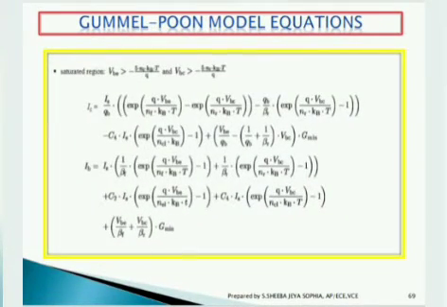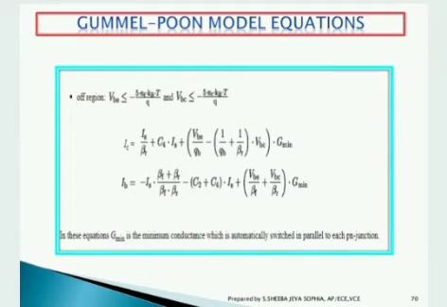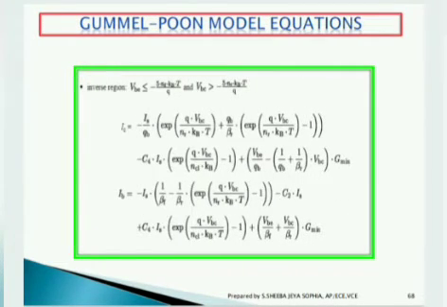In the saturation region, VBE is greater than this value and VBC is also greater than the value we are choosing. In the cutoff region, VBE is less than or equal to this value and VBC is also less than or equal to this value. Whereas in the inverse region, VBE is lesser than phi NF KB T by Q, whereas VBC is greater than this value which we are choosing. So this is regarding the Gummel-Poon model equations.